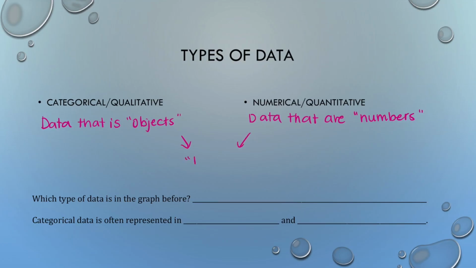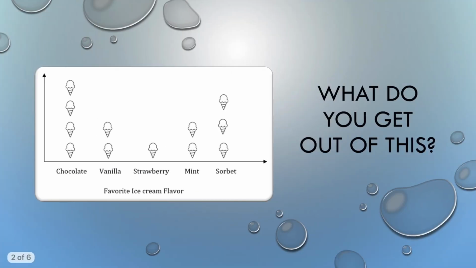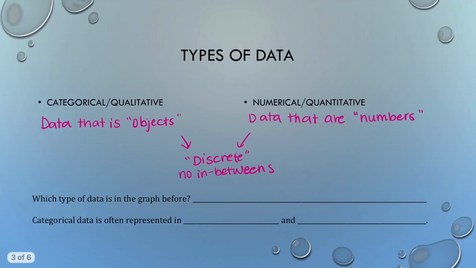So they both meet in what's called discrete data. Discrete data is things that have no overlap. There's no in-betweens. So in the graph before, this doesn't have any numbers. It just says chocolate, vanilla, strawberry, mint, sorbet. So this would be categorical, because it is just objects. It's things that aren't numbers.